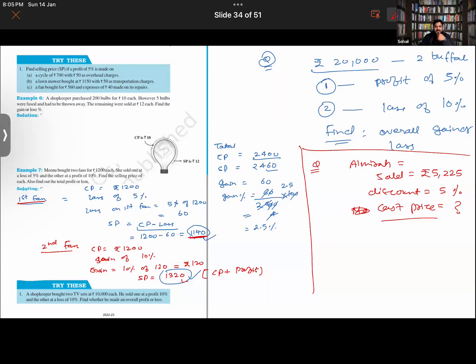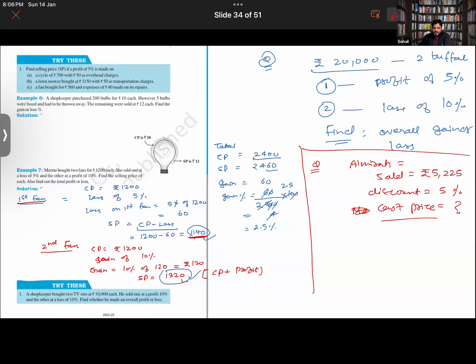Do one thing. Submit the solution in the group, the way you solved it. Today I'm thinking to begin with the next concepts also. So the questions that you send in the group, there I will be checking them.